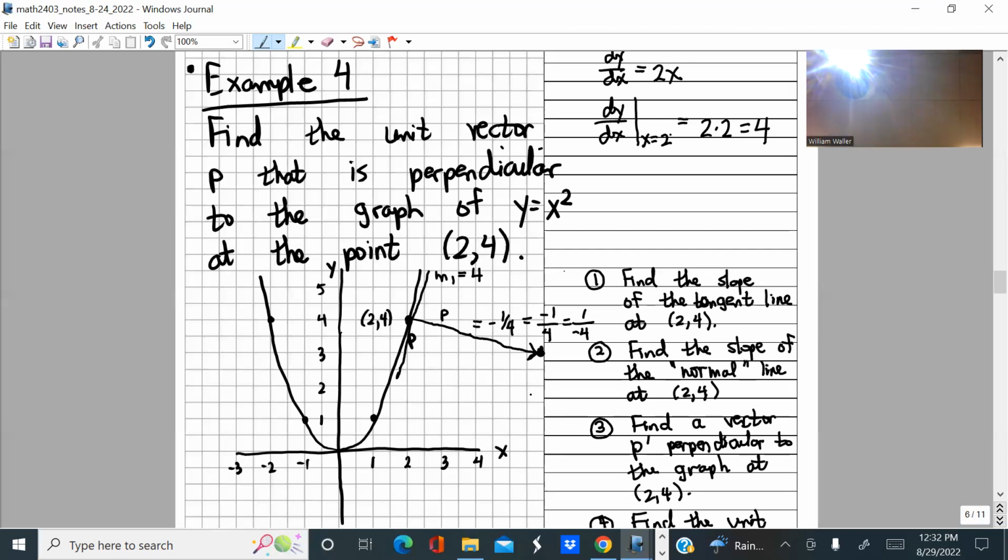This point, what are the coordinates of that point? We went down 1 and over 4, so that's 6 and 3. So if you have this vector with initial point 2, 4 and terminal point 6, 3, I think that vector is going to be perpendicular to this curve, because if you compute the slope between these 2 points, you get minus 1/4.